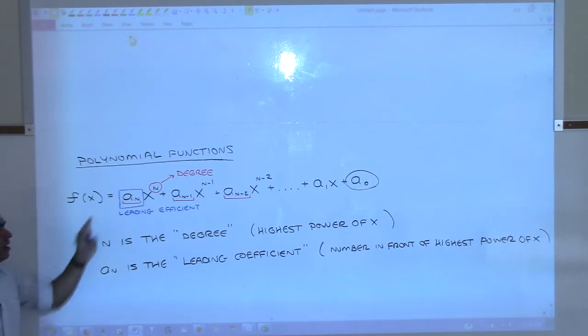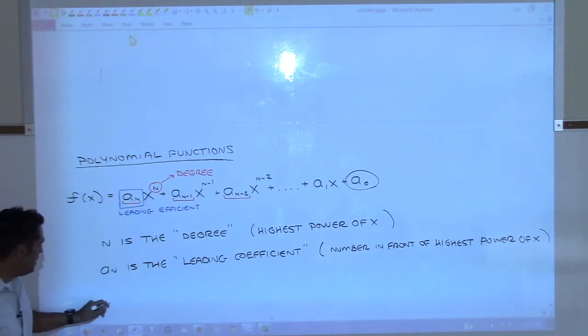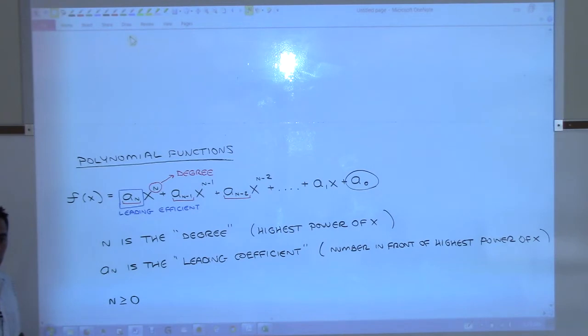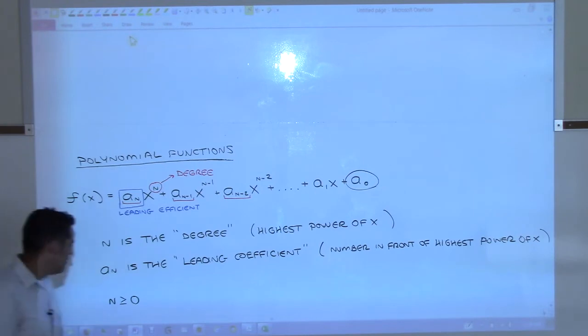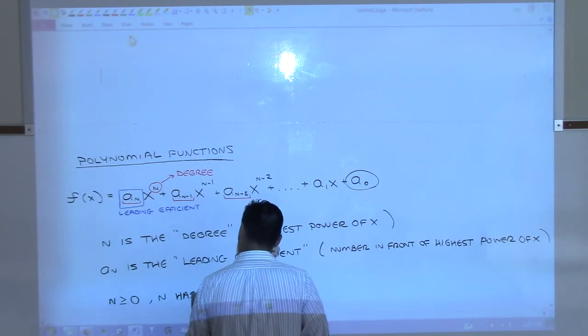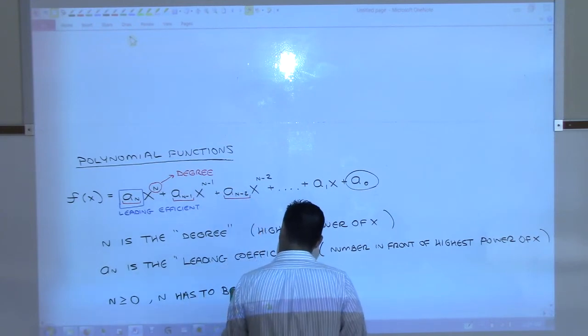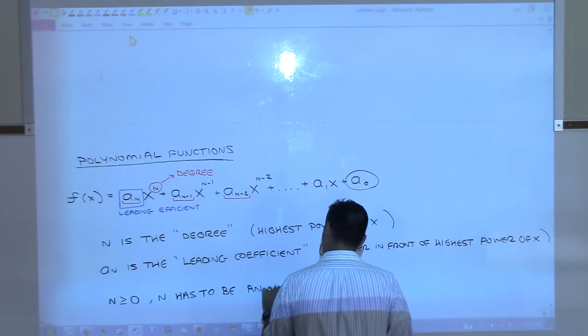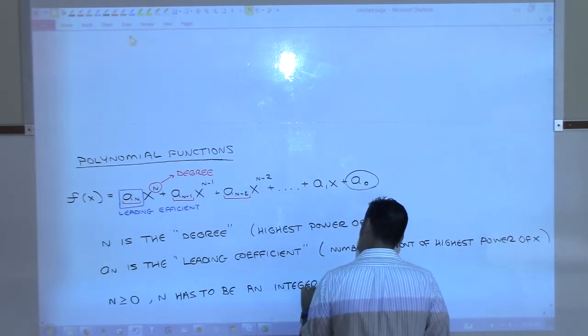Some things we need to understand about n. n must be greater than or equal to 0. In order for us to call it a polynomial function, the highest power of x can't be negative. If you get a negative power up here, it's no longer a polynomial. You're looking at something completely different that we don't talk about in this class. And n also has to be an integer.